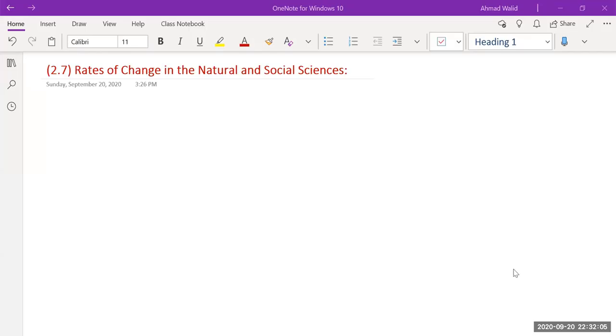Hello all, let's start section 2.7. 2.7 is rates of change in natural and social sciences. Actually, here you see the idea of derivatives, how we use derivatives in our real life or in other fields of science, like in physics, chemistry, biology, economy, or other fields of science. What is the meaning of that?